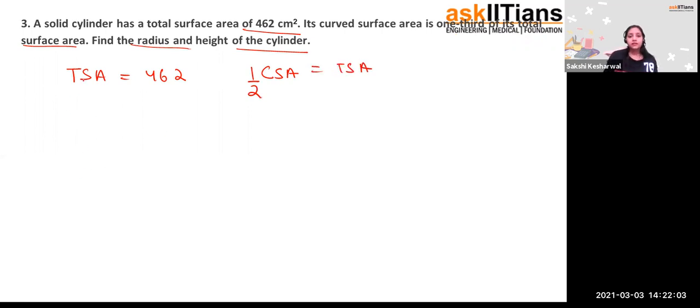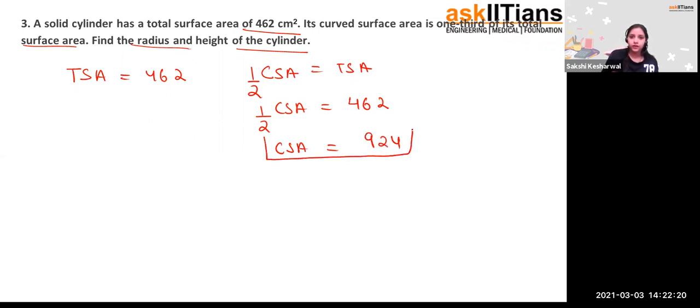Now, can I write this TSA? Now it says that 1 by 3 times of CSA is equal to what, beta? 462, right or not? So CSA is equal to how much, beta? 4, 12, and this will be what, 9? Yes or no? You have the CSA, right? And you have TSA, right?